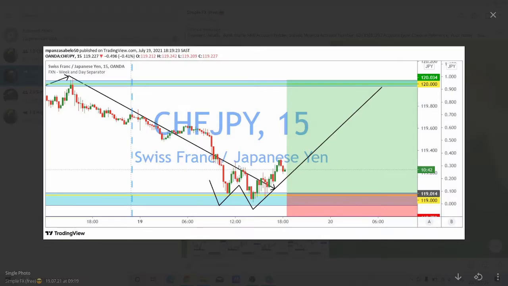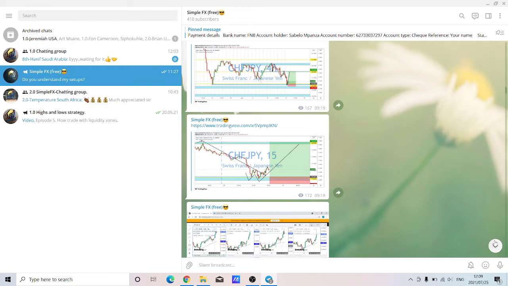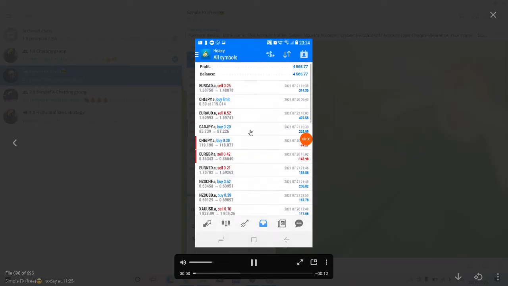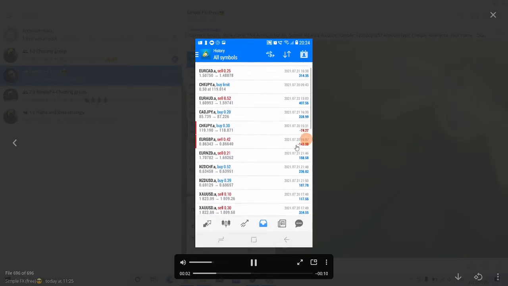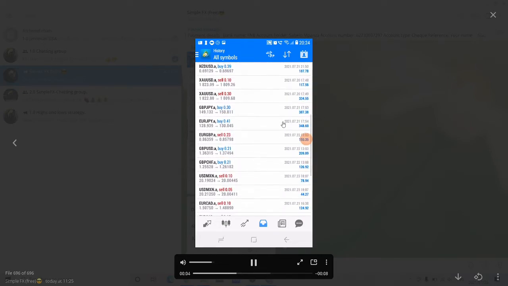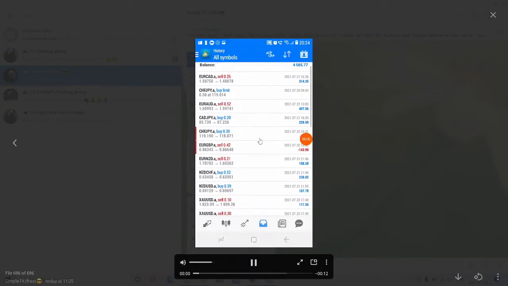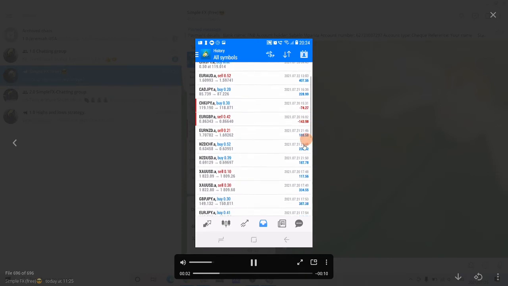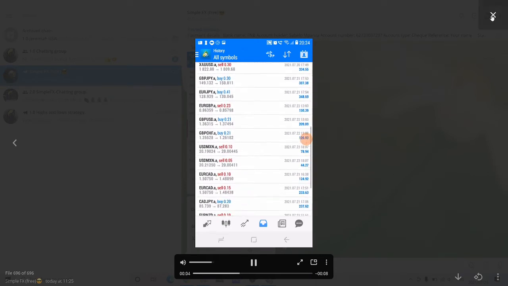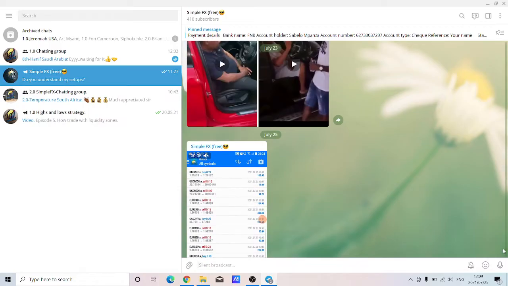Obviously, we won on it. It started by spiking down, stopped me out, and then afterwards it went in my direction. So that's why you'll see that there is a trade that I lost on Swiss JPY. Look at this, $74 loss. Okay, let's proceed.